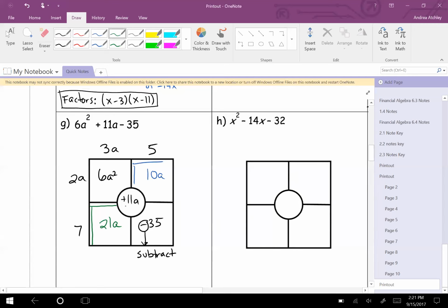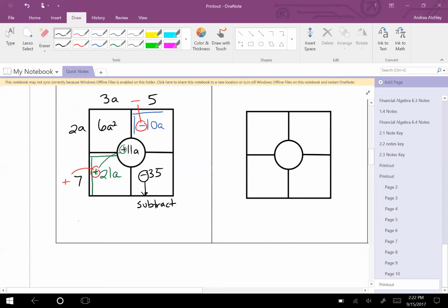Okay, the bigger number is 21, so it should match the sign. So it should be a positive 21. That means the 10 has to be negative. And so when I pull this out, this should be a negative 5, and this should be a positive 7. Right, because 21 minus 10 is 11, correct? Okay. So my factors are 3a minus 5, and then 2a plus 7. Any questions over that?